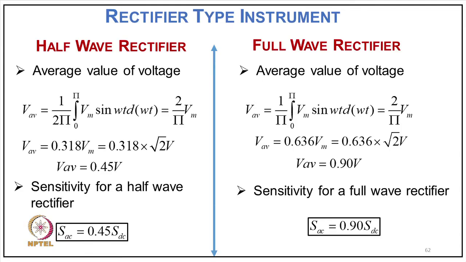For a half wave rectifier, the average value is V average equal to 1 upon 2 pi, integral 0 to pi, Vm sin omega t d omega t, that is Vm upon pi, where V average is 0.318 Vm, that is 0.318 root 2 V, so V average equals 0.45 V. For a full wave rectifier, the average value is V average equal to 2 upon 2 pi, that is 1 upon pi, integral 0 to pi, Vm sin omega t d omega t, that is 2 upon pi Vm, and V average is 0.636 Vm, that is 0.636 into root 2 V, so V average equals 0.9 V. The sensitivity for a half wave rectifier is S AC equal to 0.45 S DC, and the sensitivity for a full wave rectifier is S AC equal to 0.9 S DC.